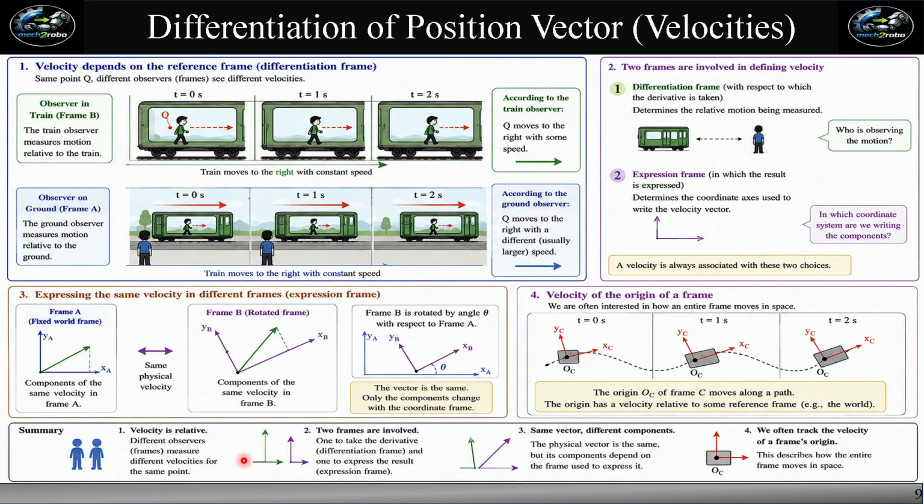And in summary, we can say that velocity is relative. Different observers or observations at different frames measure different velocities for the same point. Two frames are involved, one to take the derivative, that is called the differentiation frame, and one to express the result, that is called the expression frame. Same vector, different components. The physical vector is the same, but its components depend on the frame in which it is expressed. Then we often track the velocity of a frame's origin. This describes how the entire frame moves in space.